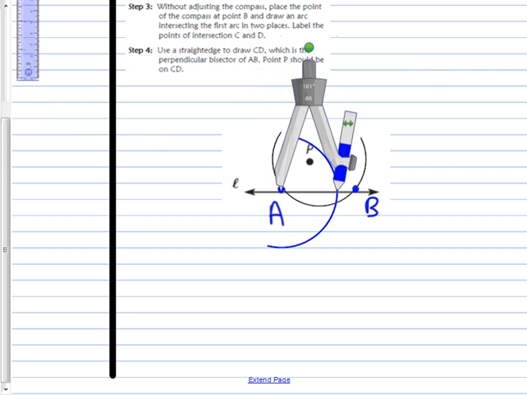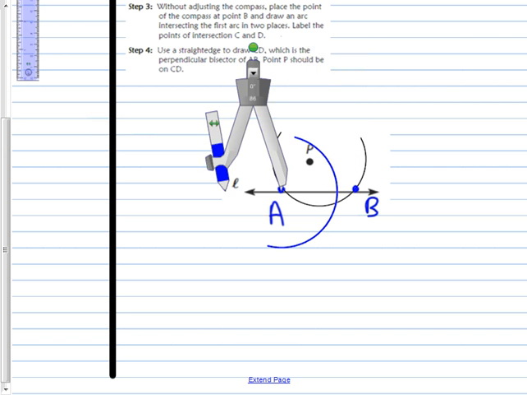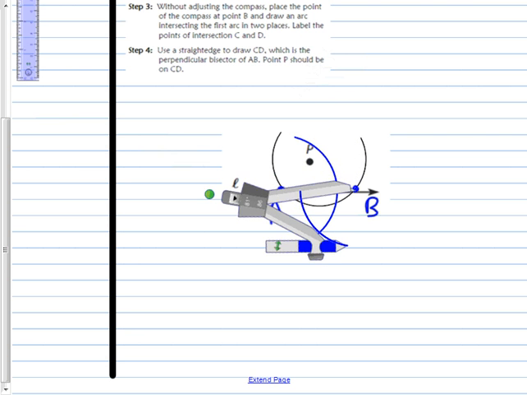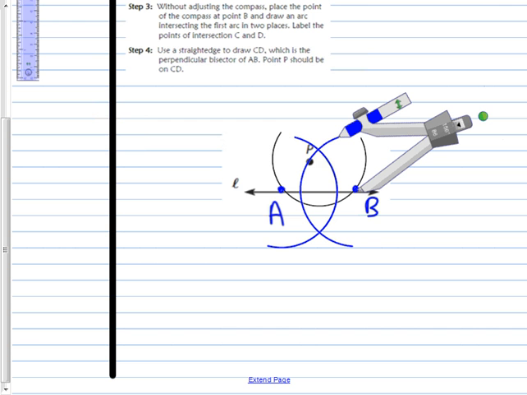Okay, now that you've done that, without adjusting the compass, place the point of the compass now at point B. And you're going to do the same exact thing. So I'm going to move it over to point B. I'm not making it any wider or more narrow. And I'm drawing an arc, and again, this arc has to intersect the first arc at 2 places. So find my arc, and there we go. Okay, and label those points C and D. Okay. And then I'm going to use my straight edge to draw CD, which is the perpendicular bisector of AB, and point P should be on CD.